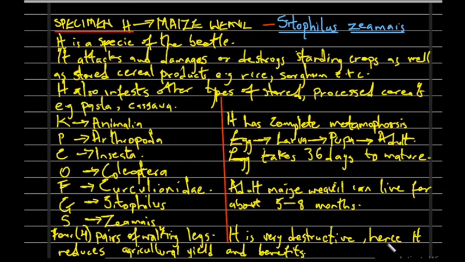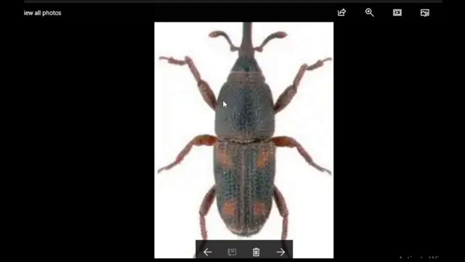It is very destructive, hence it reduces agricultural yield and benefit. And they have four pairs of working legs. So let me quickly show us an example. So this is the example of the maize weevil, Sitophilus zeamais. We can see now that it has four pairs of working legs. This is one.